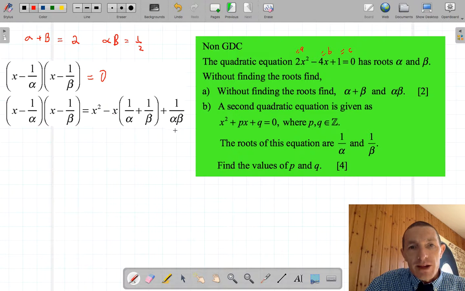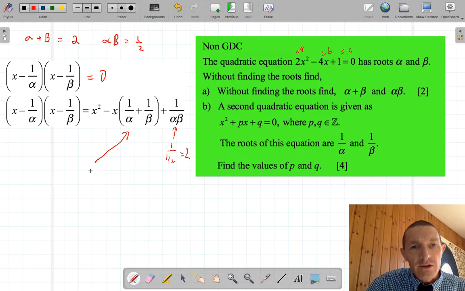Now my q number is quite easy, because this number here, the q number, is 1 divided by alpha beta, which is a half. 1 divided by a half is actually 2. So I've already got my q, that's quite straightforward.